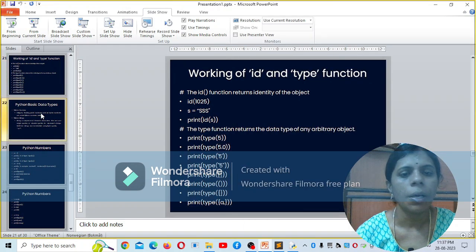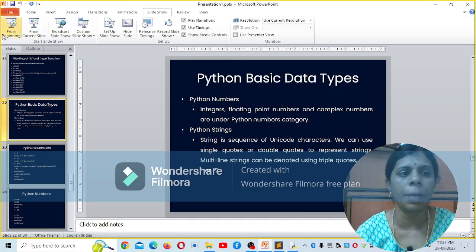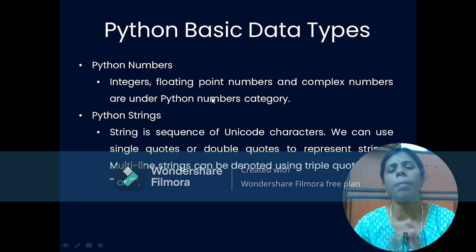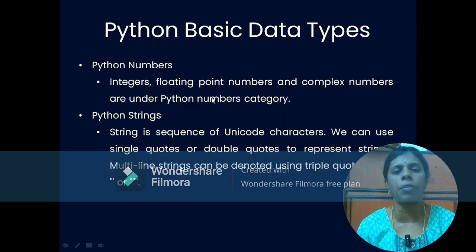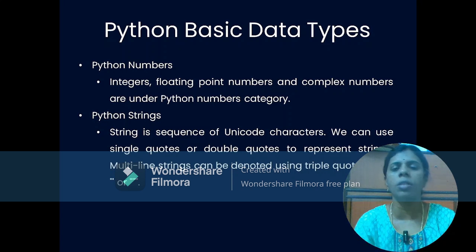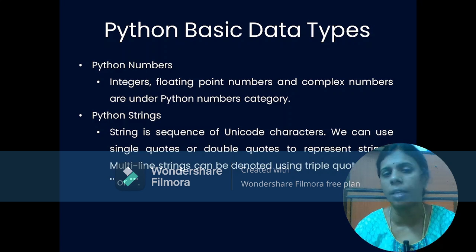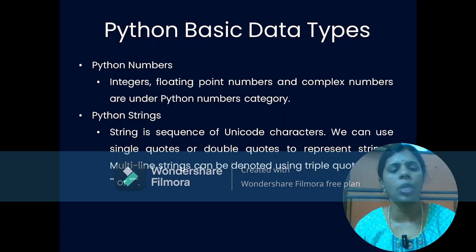Next one is Python basic data types. So what are the basic data types? In all languages we have integer, character, string. So these are all data types. Python also has some basic data types, that is the number data type and the string data type.